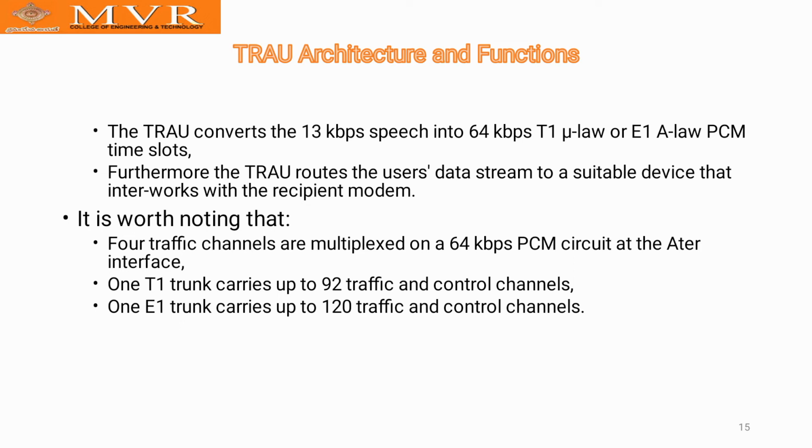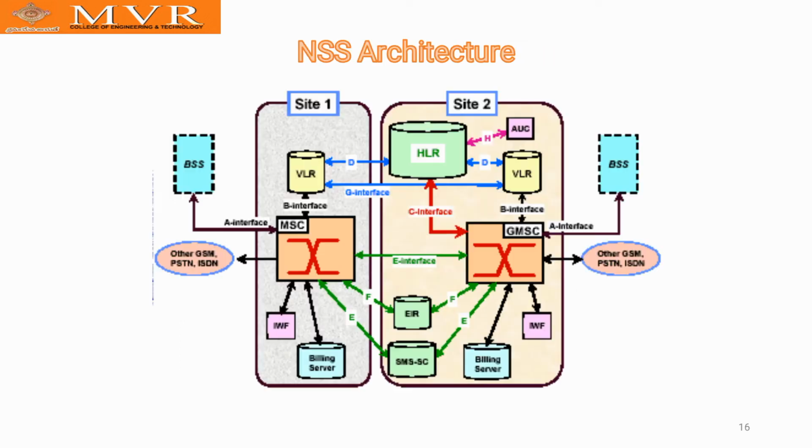One E1 trunk carries up to 120 traffic and control channels. These are the functionalities of this architecture. And now the NSS architecture. NSS is nothing but the network switching subsystem.